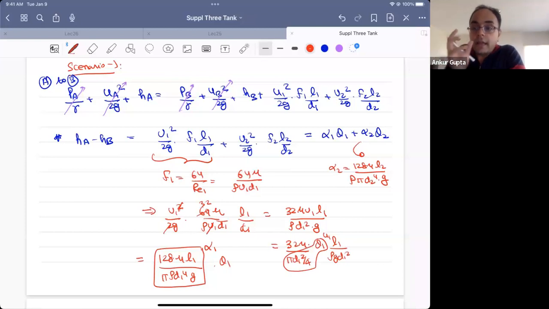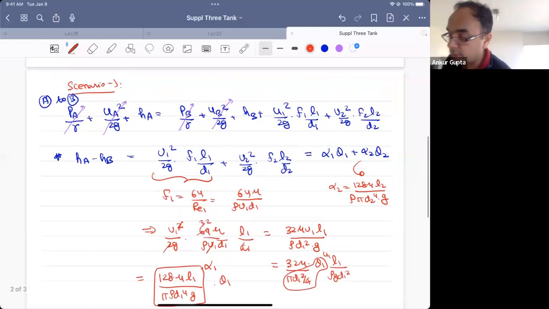Basically, every pipe is causing some loss, right? And so the flow rate it is carrying is multiplied with some coefficient, which is converting it into head loss. And that coefficient depends on the viscosity, the length, the diameter to the fourth, and so on. And so that's why we get this. Now you can very quickly start to see what will go on.